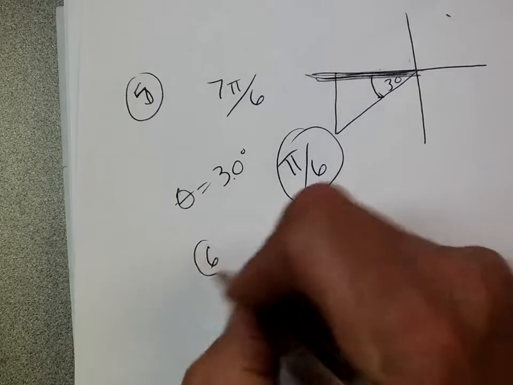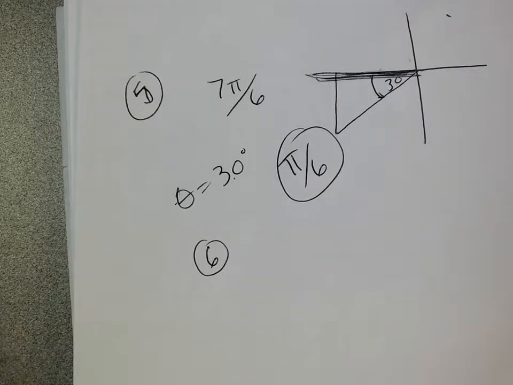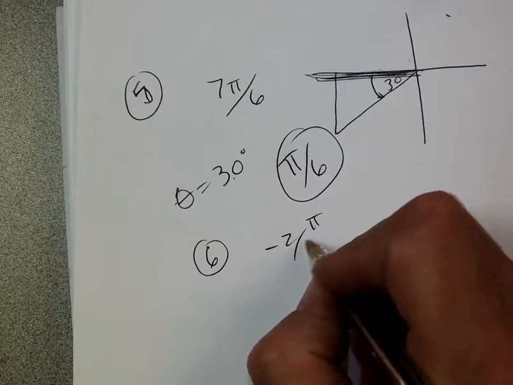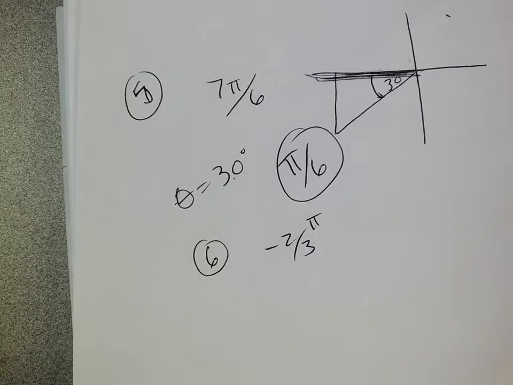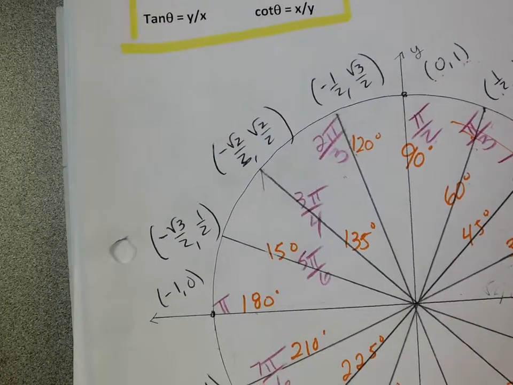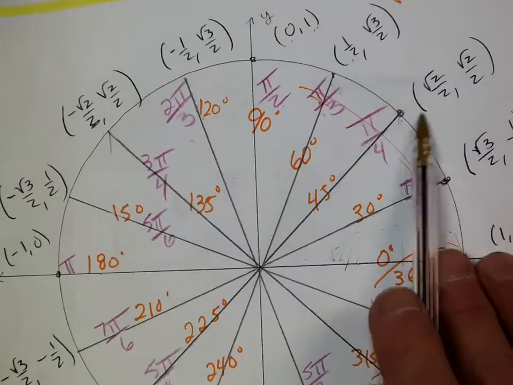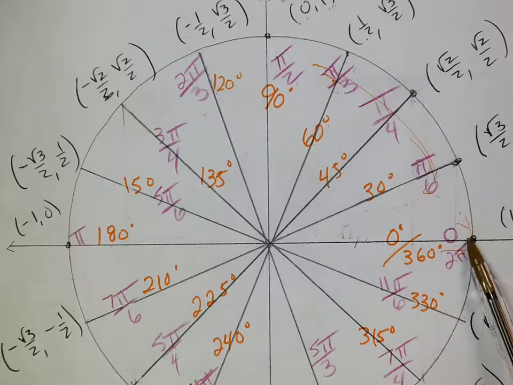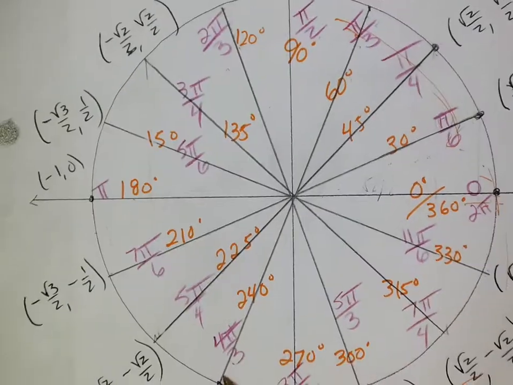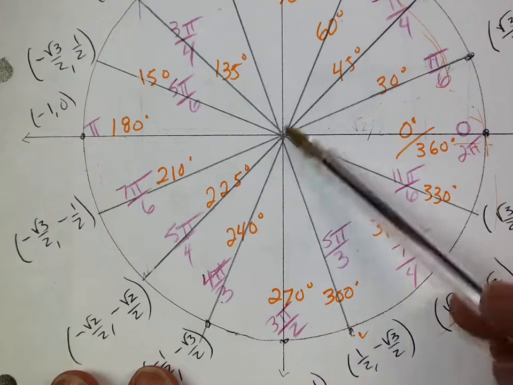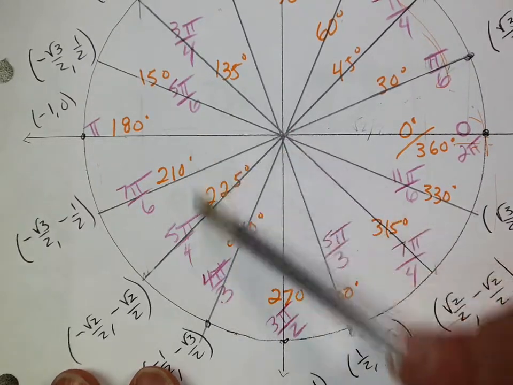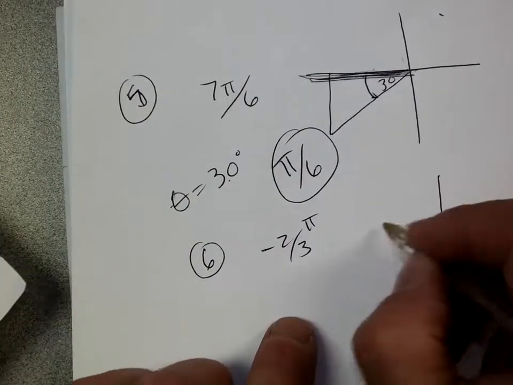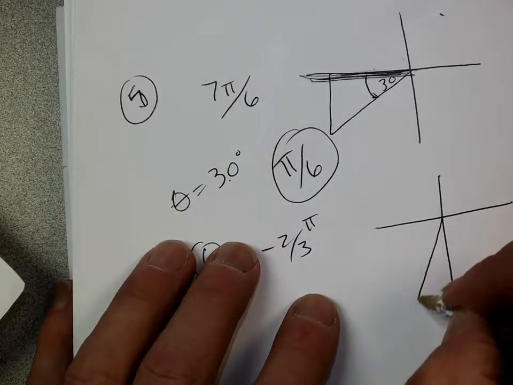Let's look at number 6. 6 is negative 2 pi over 3. If I go to my circle, positive 2 pi over 3 is here, so negative 2 pi over 3 is right there. I'm going to try and draw a triangle. Do you see the triangle I'm going to draw? So I'll just make a quick little sketch of it. The triangle I'm looking for is right here.